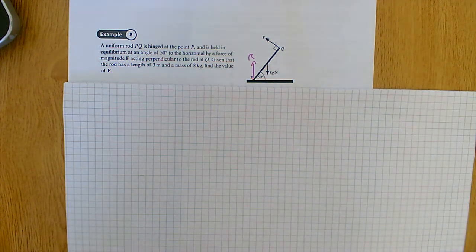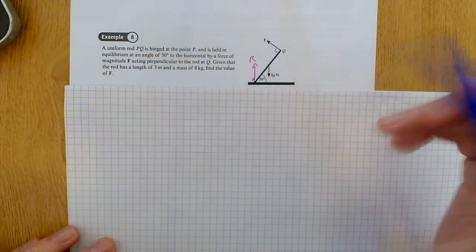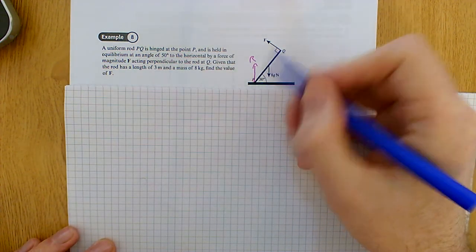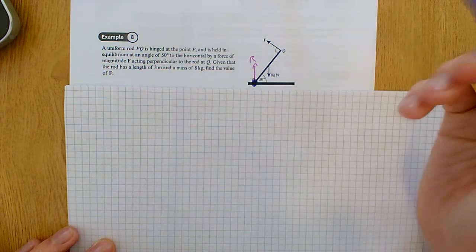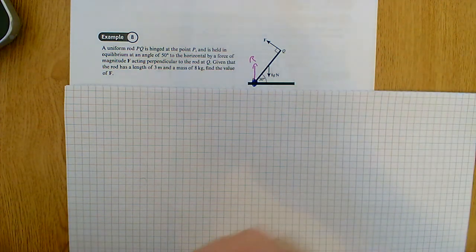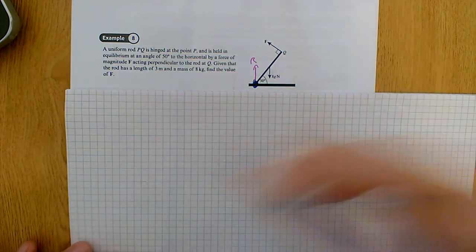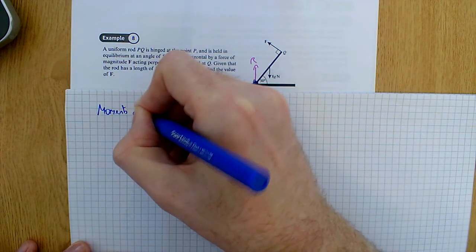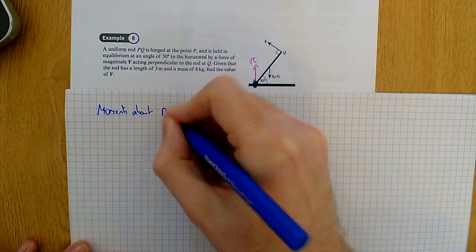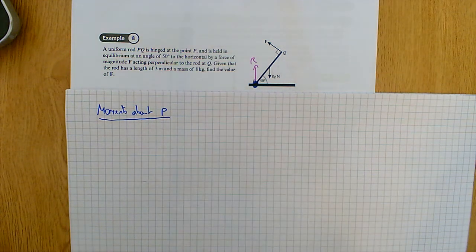But of course, like we said in the previous examples, the way to deal with extra unknowns like that is to take moments at one of those points. We don't want to deal with R, we just want to find out what F is. So if we treat P as the pivot, which actually it is a pivot, isn't it? Because we said it was hinged there, so it's attached there. Then we can take moments about it. So moments about P.